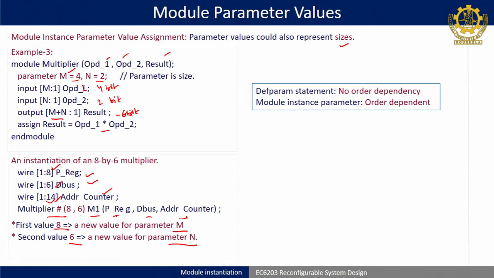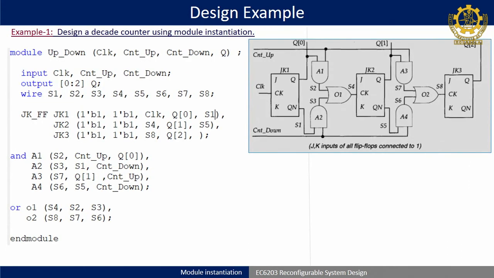Okay. So, the last slide, this is a design example for an up down counter, where we have taken JK flip flops in T mode. So, all the J and K's are connected to 1. It is a bit complex design. So, up down counter: my clock, counter up and counter down are inputs and Q is my output. Q is again 3 bit, and S1, S2, S3, S4, S5, S6, S7, S8 are all single bit signals.